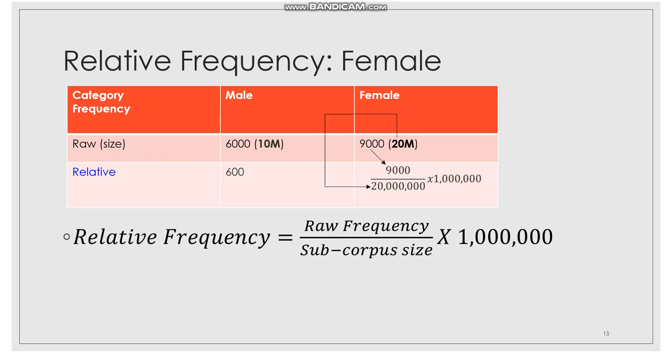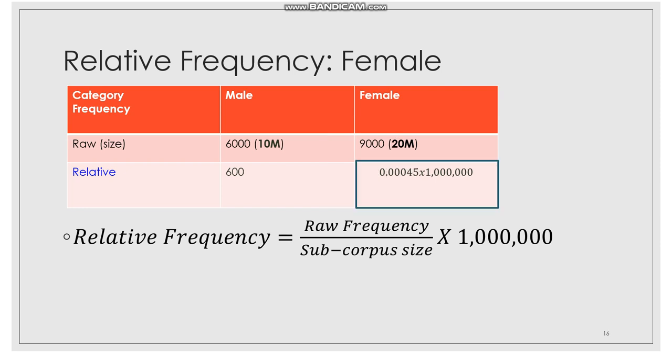We divide the raw frequency, 9,000, by 20 million, the size of the subcorpus. Remember, we do not want to divide 9,000 by 10 million because the number of word tokens in the female subcorpus is not 10 million but 20 million. We then get the result of 0.00045. Next, we multiply 0.00045 by 1 million, and we get our relative frequency of 450 for the female speaker subcorpus.